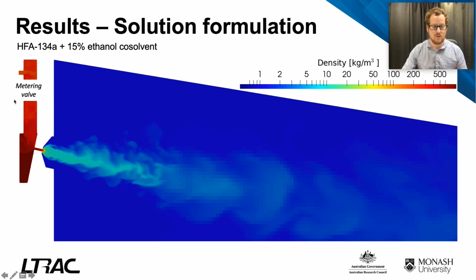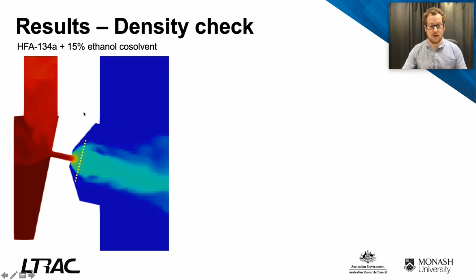We have a metering valve here where the fluid comes in from the metering chamber. We have an expansion chamber here. Here is our actuator orifice. And out here in blue is air at about 24 degrees C. So we can take our density field here and make sure that it's actually correct.